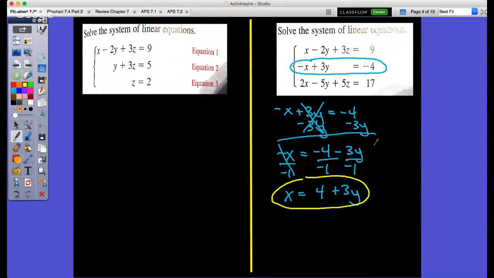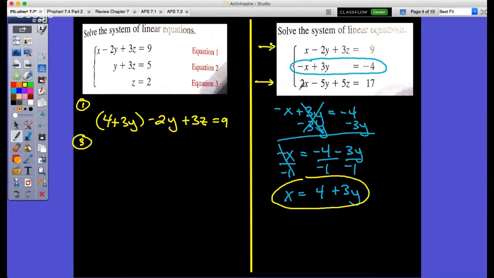Now, once I get this, this is where the new part comes in. Because I get x equals this, I could substitute it in, but I would substitute it in for the other two equations that I didn't isolate. So I'd plug it in for x for both of these, where equation 1 would be x, which is 4 plus 3y, right? Because I'm substituting that in. And then we would just put what's left over. So we've got -2y plus 3z equals 9. And that would be equation 1.